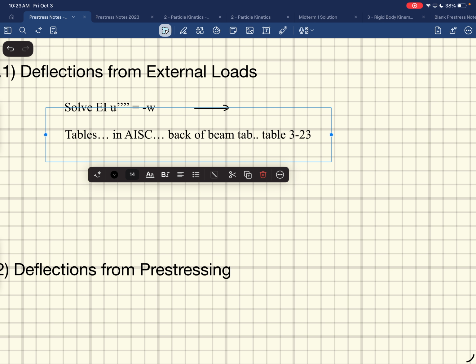Did Tim say that? Are you guys saying that? That's good, Connor. I like that. That means you don't need to know the fourth order differential equation. God has provided table 3-23.